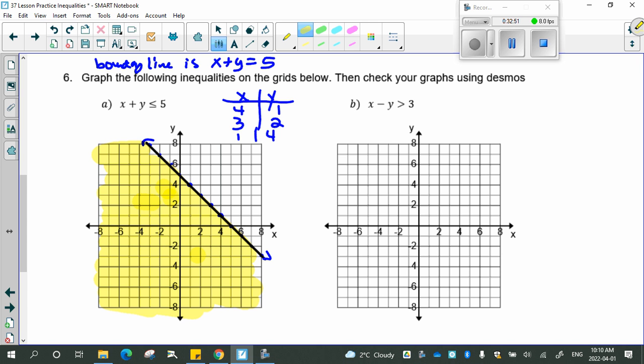And so every point in here means that if you take the x value and add the y value, it's going to be either 5 or less than 5. Okay, and we can pick a random point to try here, like -2, 1. Is -2 plus 1 less than or equal to 5? Yes, it is. Okay, check. So you can always test yourself and make sure you shaded the right area.